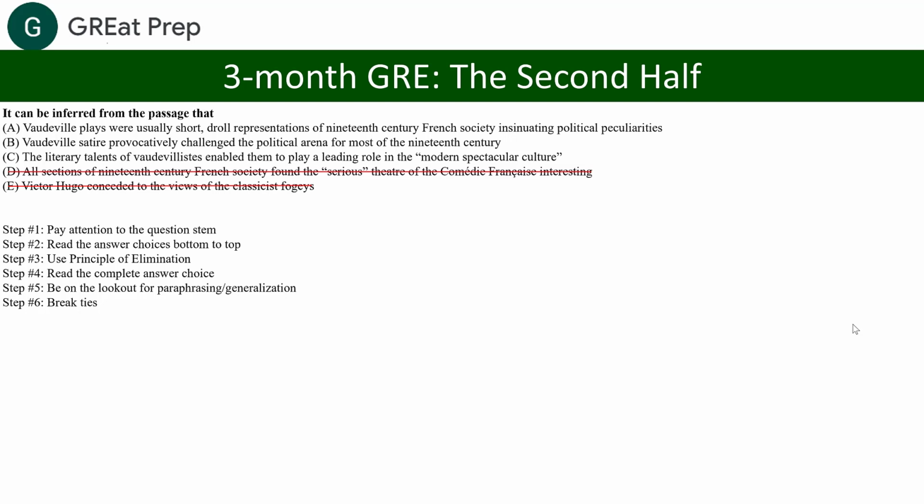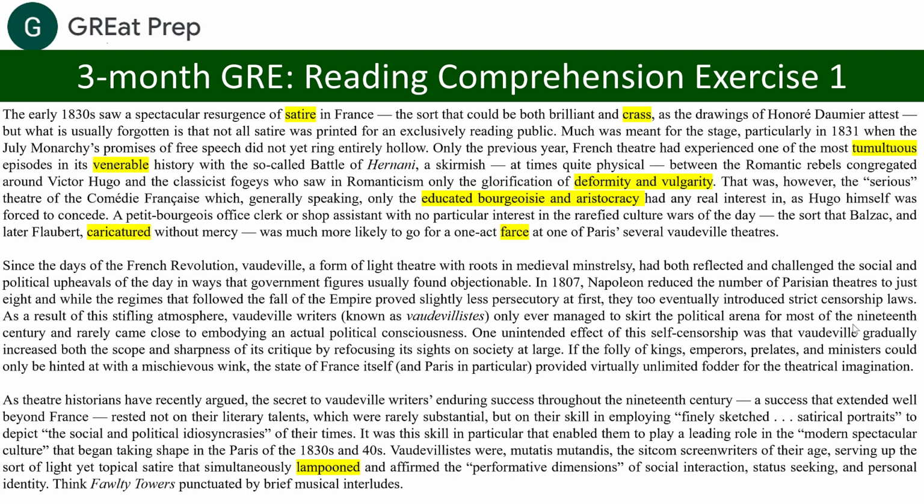So when you see this, because you're already mentally prepared and you maybe subconsciously noted this while you were reading through the passage, it'll work in your favor. There are no surprises. You were expecting something like this, and lo and behold, you got it. So, alternative C, the literary talents of vaudevillists enabled them to play a leading role in the modern spectacular culture. The literary talents. Let's go back, right? Where exactly did this happen?